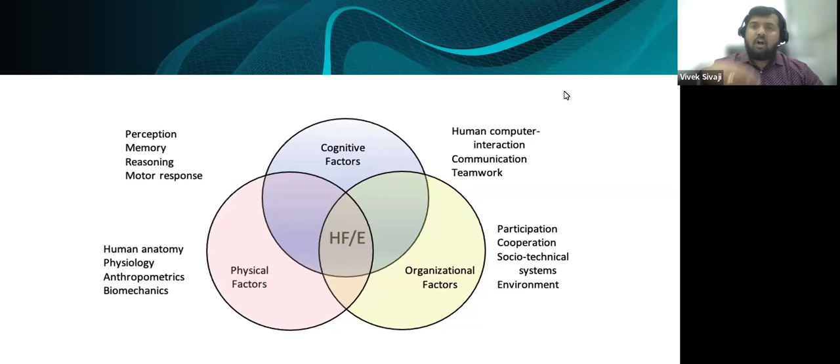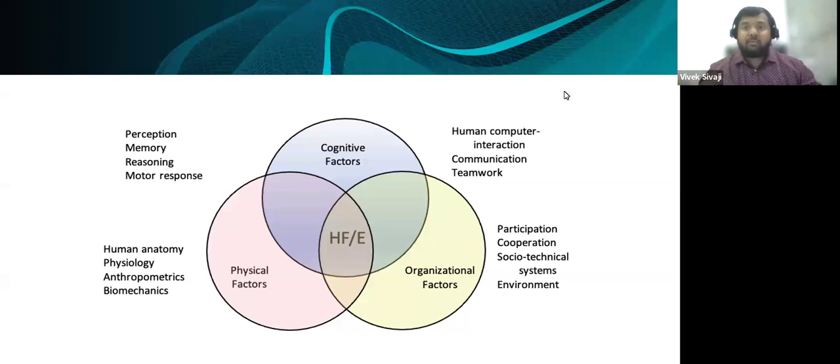For example, you have cognitive factors that is present there, physical factors, and also the organizational factors. For example, like a perception of an individual, right? Not everybody has the same perception. For example, if I were to ask you what's the color of a zebra, half of you will say it is black with white stripes, other half will say it is white with black stripes, right? So perception varies from person to person. Your motor responses are not the same, your memory, your reasoning. Same thing, anatomy is not the same.